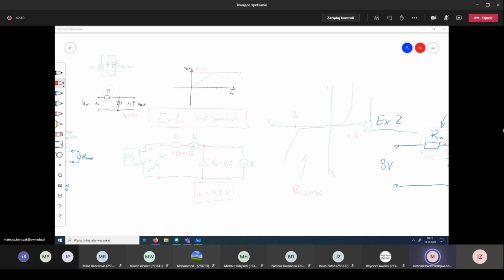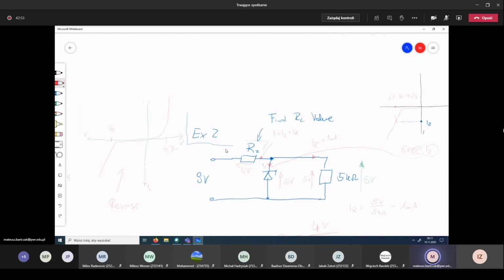Okay, so in the first exercise you need to measure the characteristic. Then in the second exercise you need to use this characteristic to create the voltage regulator for some specific load.